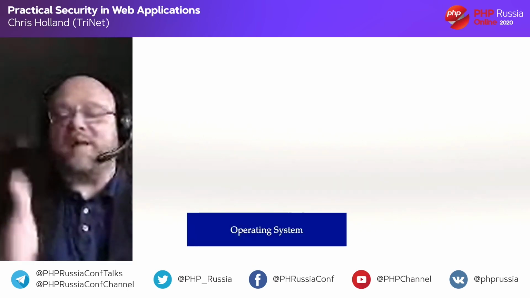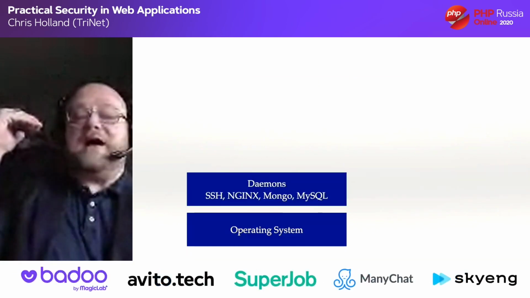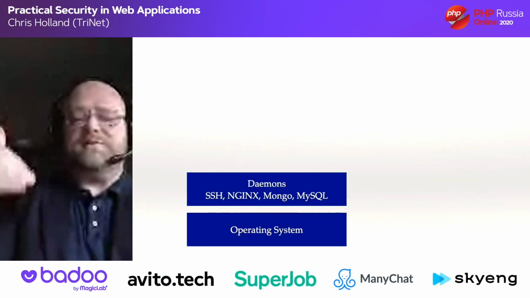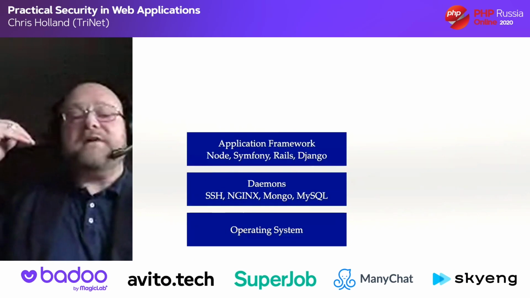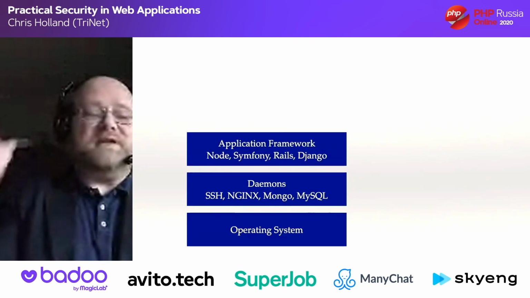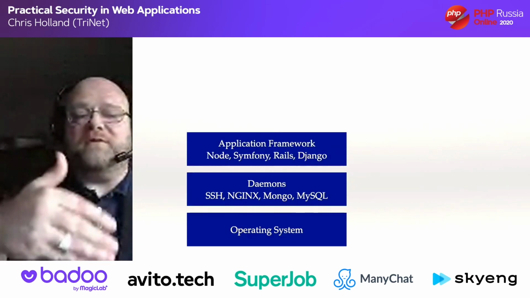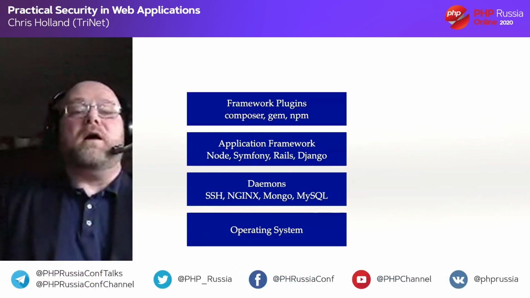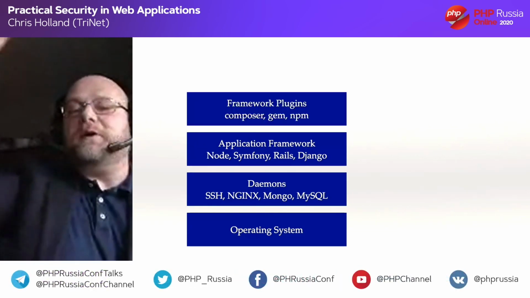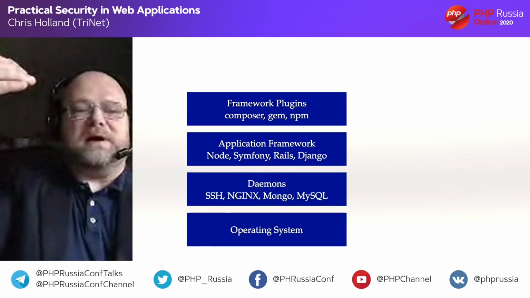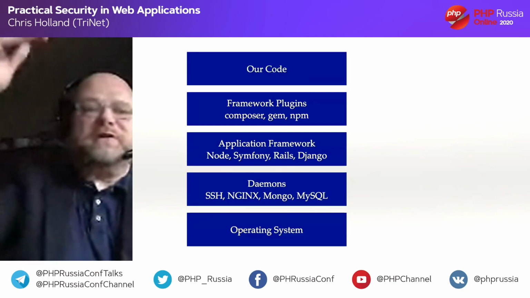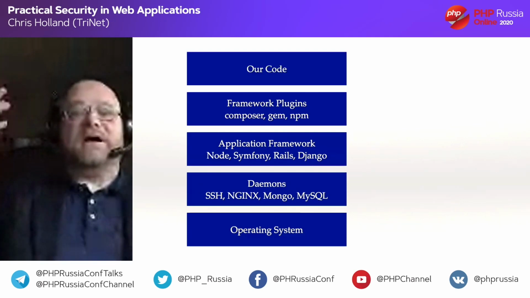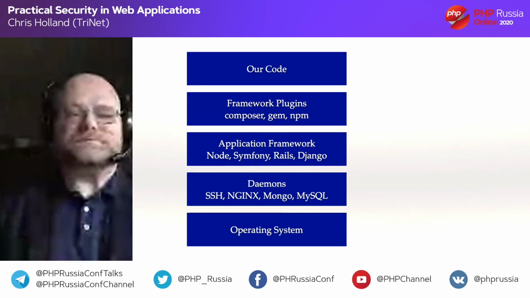Anytime you put a machine on the internet, you have the machine's operating system, on top of which you have daemons, could be SSH, Nginx, MongoDB, MySQL. Then you could have application frameworks that interact with those daemons. You have a web framework like Node, Symfony, Rails, Django. That framework could have a bunch of plugins that are tagged into it. And then on top of it all, finally, you have our code.